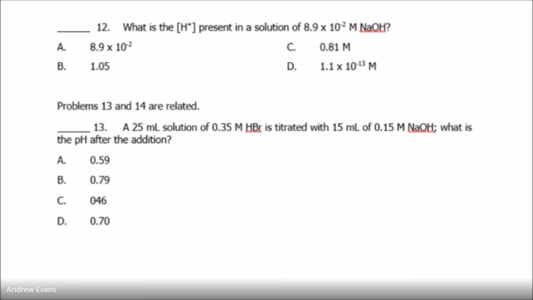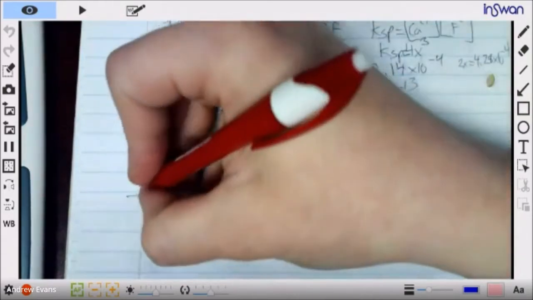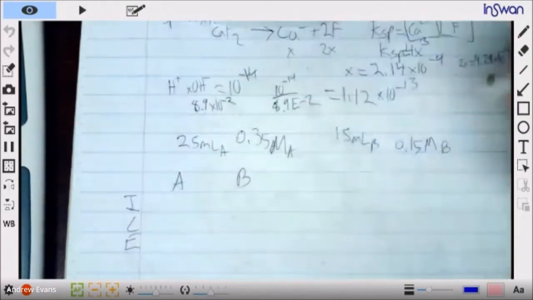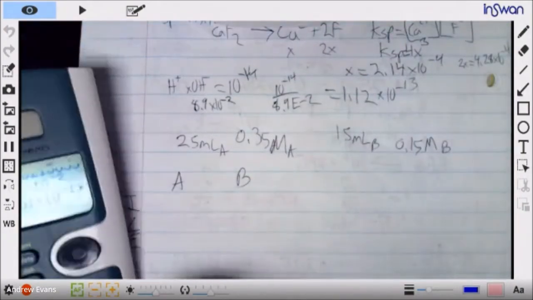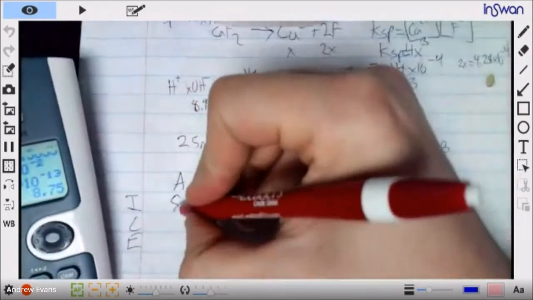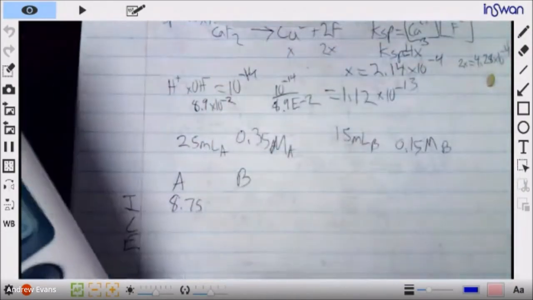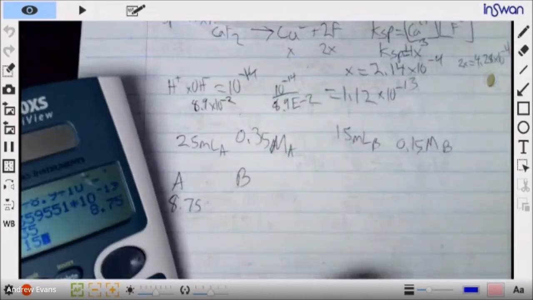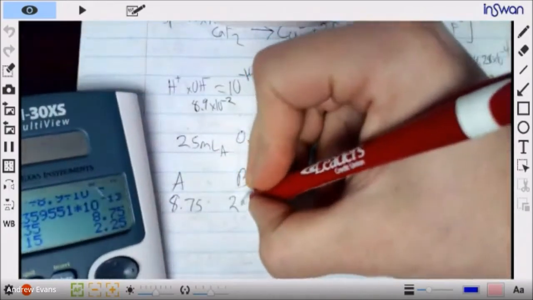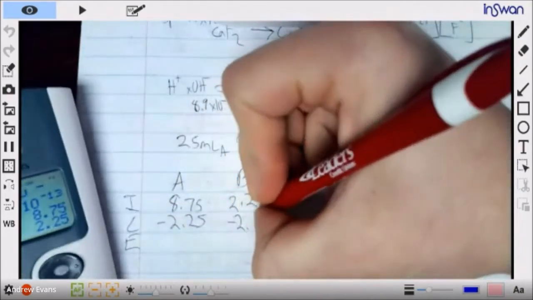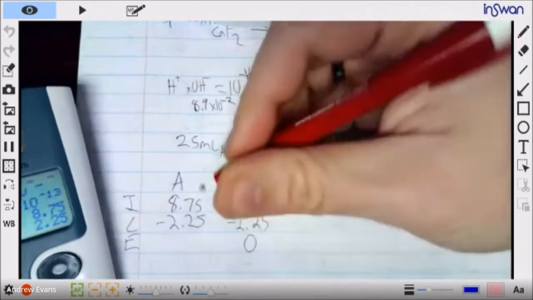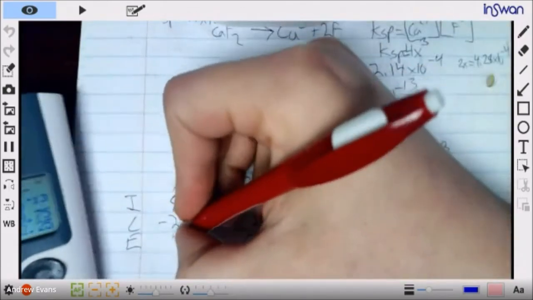So we have to set up our ICE table. Not so easy. Here's our acid, here's our base. 25 times 0.35 equals 8.75. 15 times 0.15 is 2.25. So we're going to subtract out our 2.25 from both sides. How much base is left? 0. How much acid is left? 6.5 millimoles.